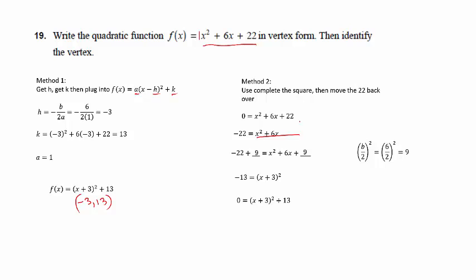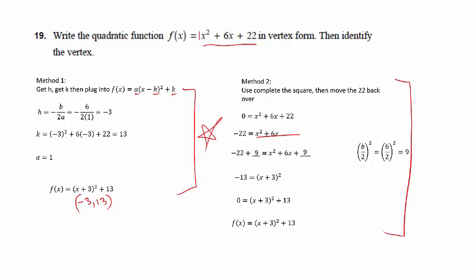Move the 13 back over. So that ends up being my k value. And then we just swap 0 back out for f of x. So either way, we still get the vertex -3 and 13. So I just want to show you both ways. Your textbook thinks this is amazing, when I really think that this is far less work. So that would still be my vote if I had to put something in vertex form.